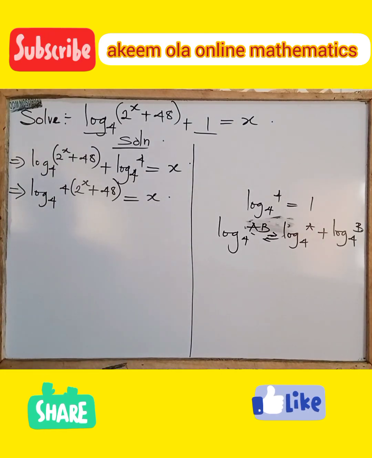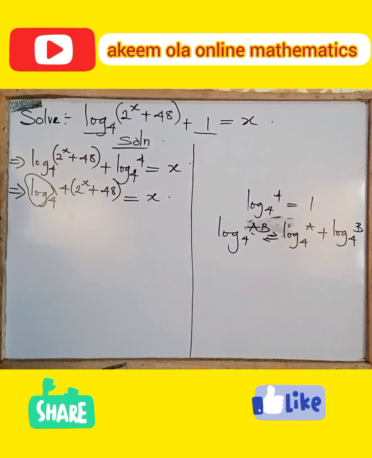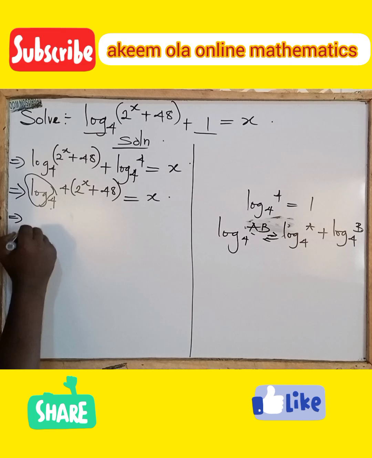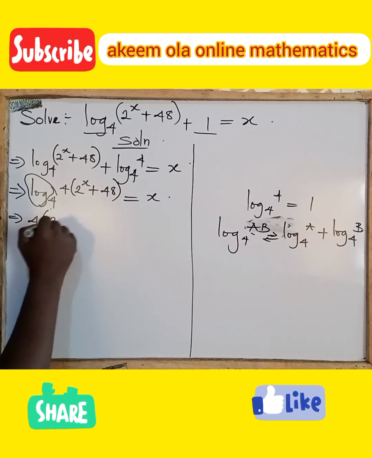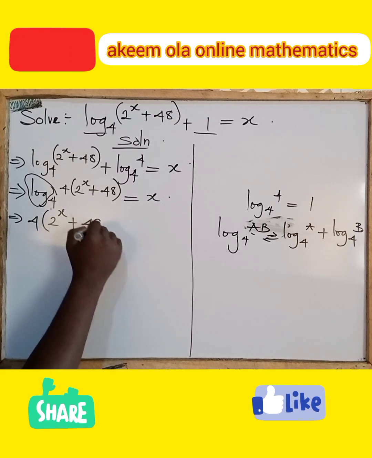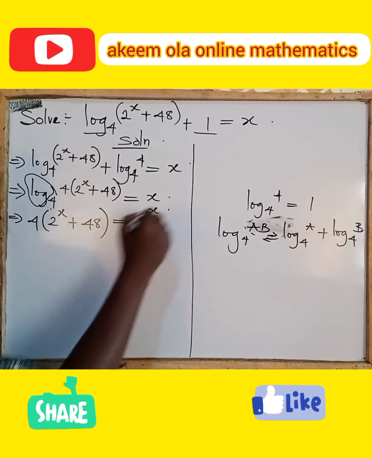What will I do next? I am going to remove this log sign. And for me to remove the log sign, the base 4 will be raised to this power. That means I am going to have 4 into 2 raised to power x plus 48 will now be equal to 4 raised to power x.